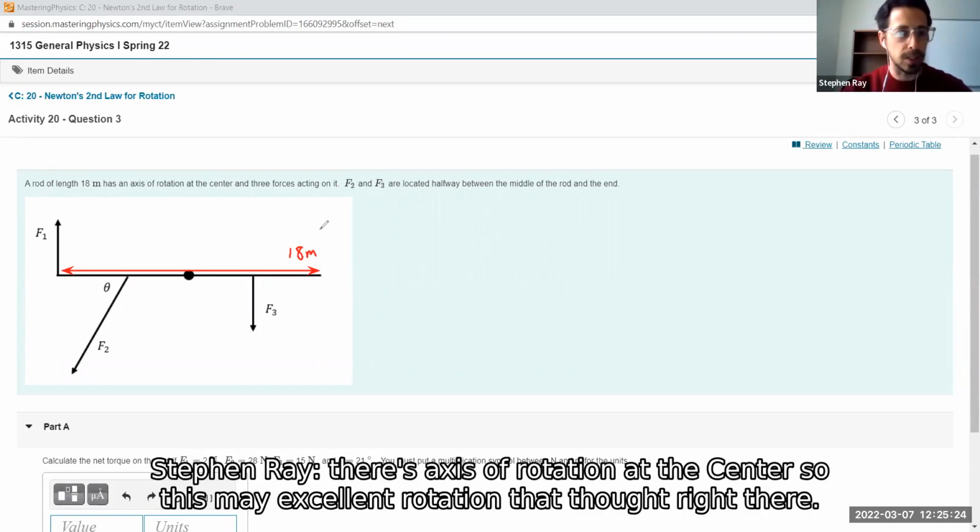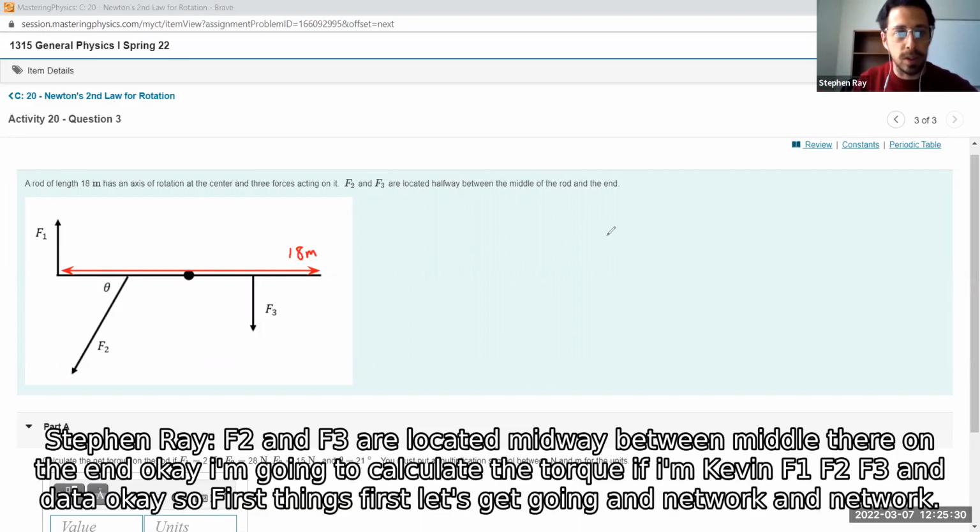There's an axis of rotation at the center. So this is my axis of rotation, that big black dot right there. F2 and F3 are located midway between the middle of the rod and the end. Okay, I'm going to calculate the torque if I'm given F1, F2, F3, and theta. So first things first, let's calculate a net torque.